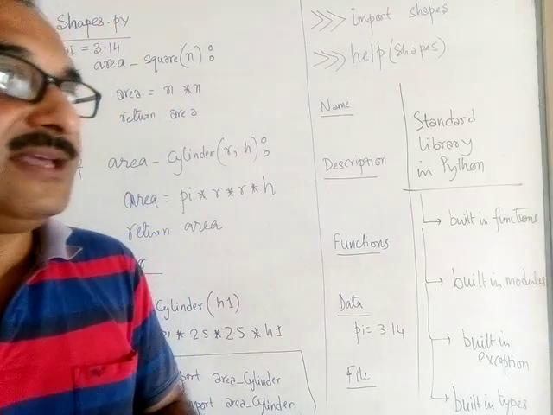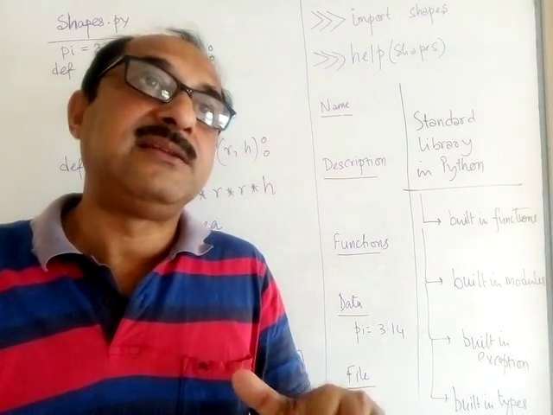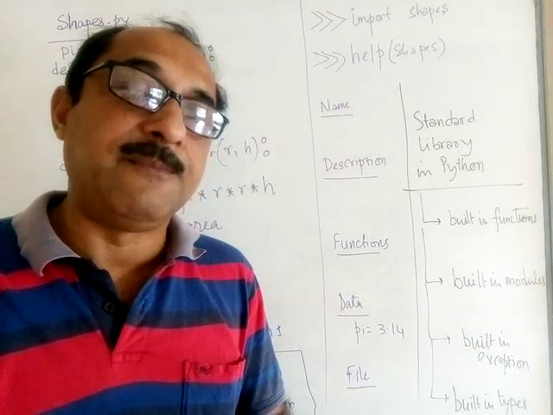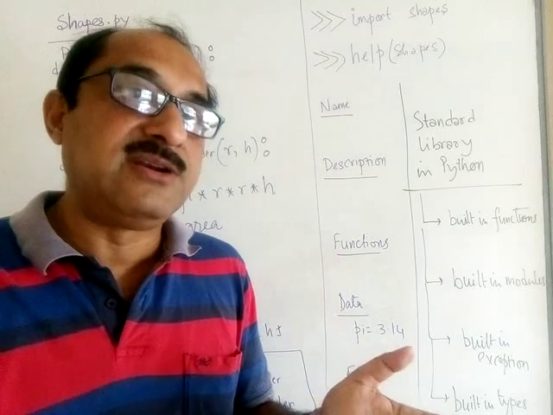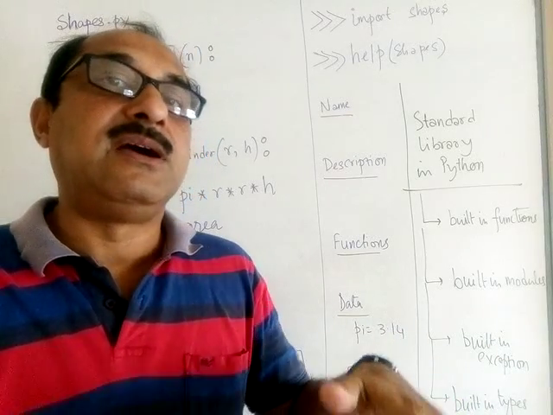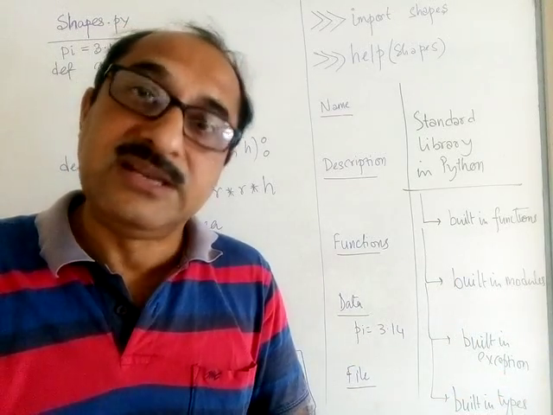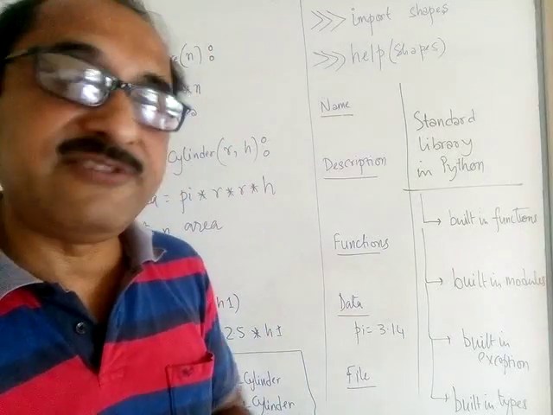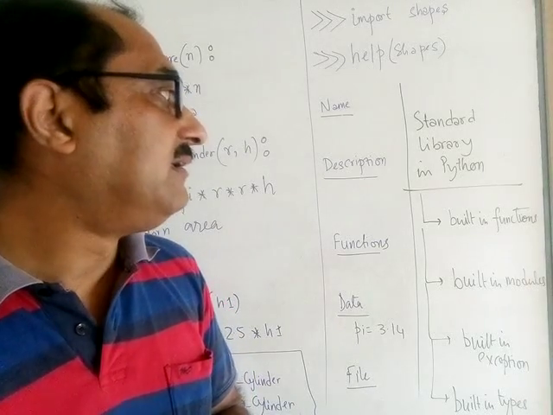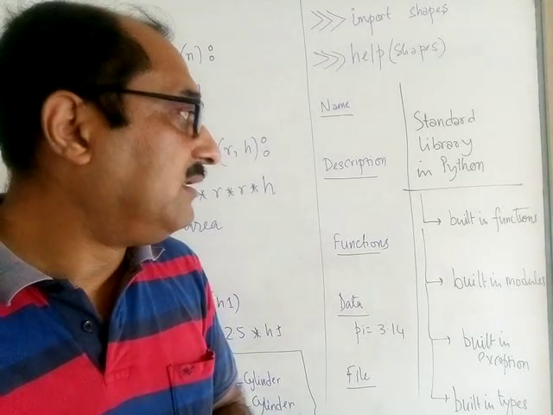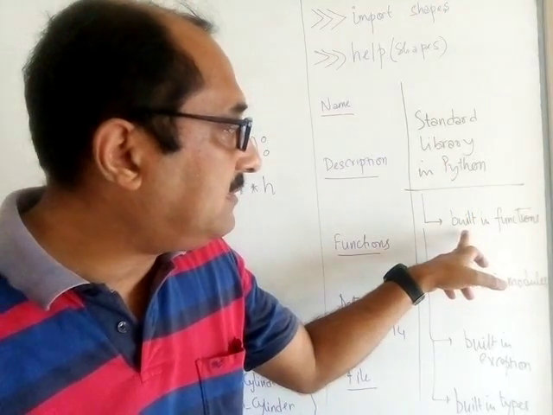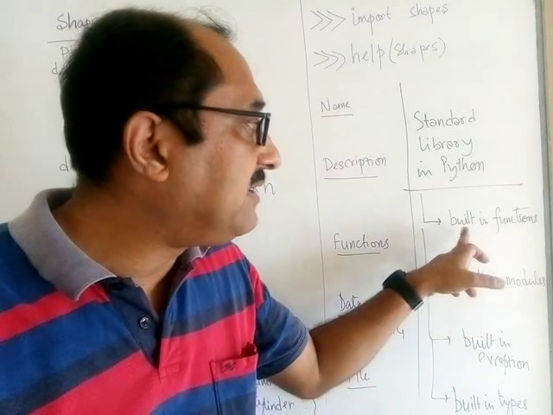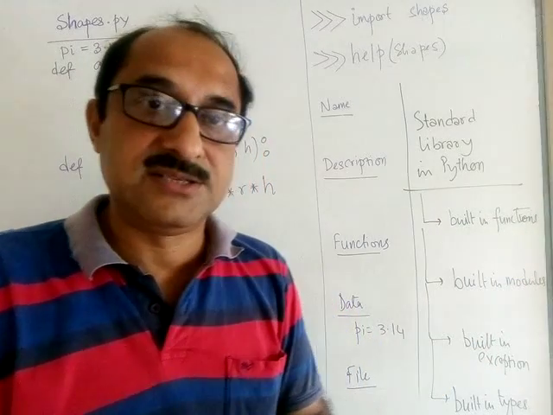Now, what you have to understand here is that there is a standard Python library, or a standard Python package. It is already present, already designed along with the directory where the Python interpreter is found. There are so many things defined under the standard library in Python. What all are there? There are some built-in functions, and there are some built-in modules.